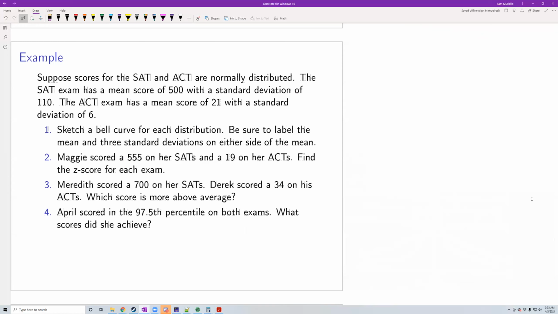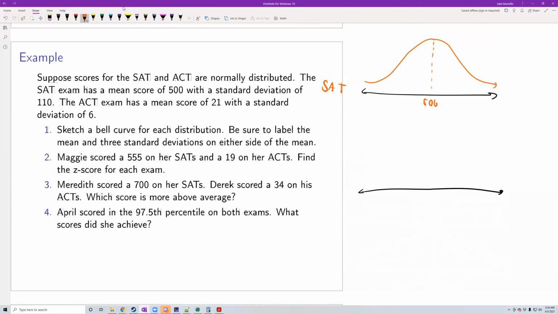We're looking to see how many standard deviations away from the mean we are. So let's draw these two graphs, one above the other, scaled so that the standard deviations are the same size. On the top, let's put the SATs. It says the mean here is 500. We'll want to label 3 standard deviations on each side.